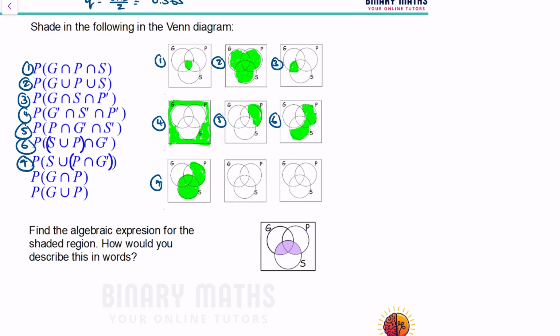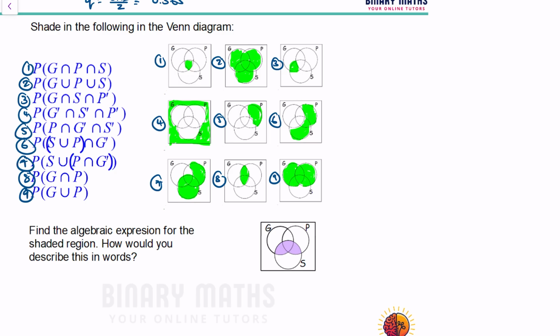Okay, next one is 8, which is G intersect P. So G intersect P is easy. So everything that's G and P. So we disregard S and it's just that part. 9 is G union P, which is everything that's G or P or both. Disregard S. So it's everything here.